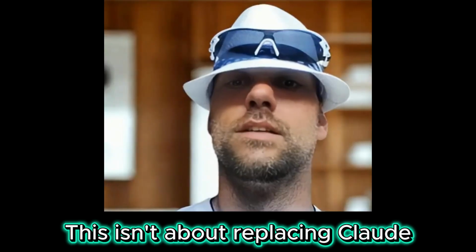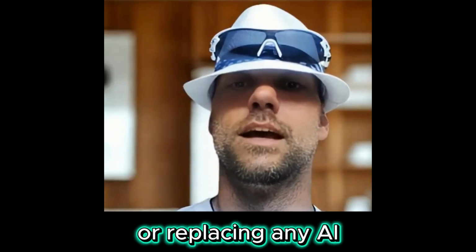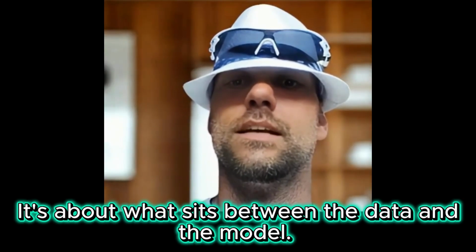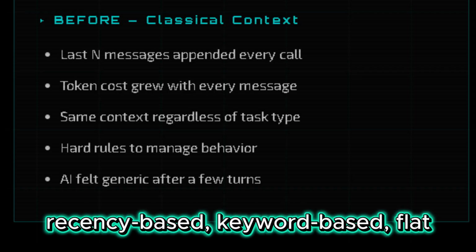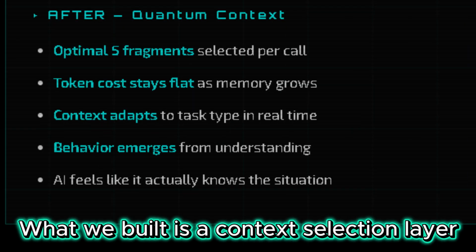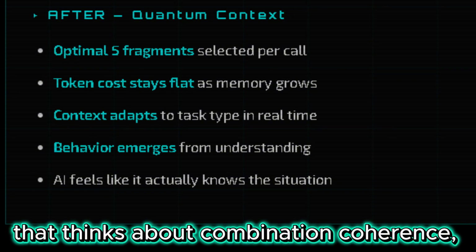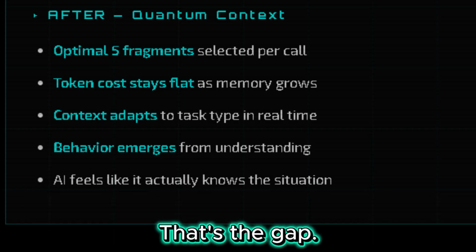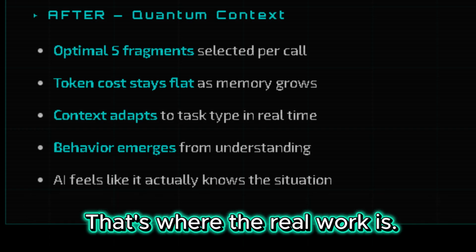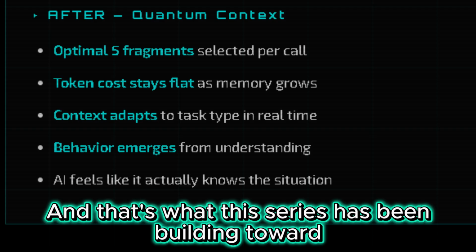This isn't about replacing Claude or replacing any AI. It's about what sits between the data and the model. Right now that layer is almost always classical. Recency-based, keyword-based, flat. What we built is a context selection layer that thinks about combination coherence, task signals, and session state before a single token gets sent. That's the gap. That's where the real work is, and that's what this series has been building toward.